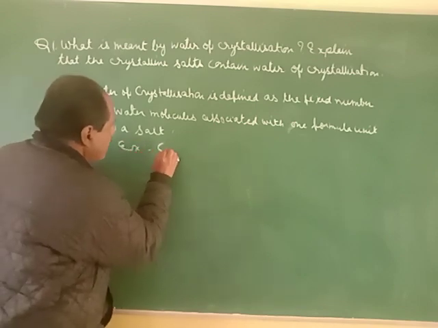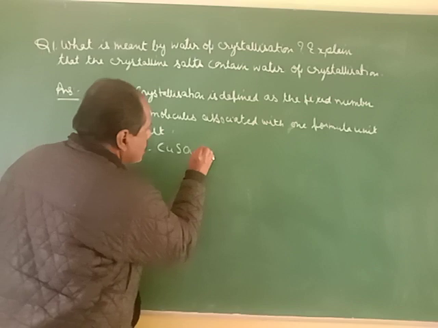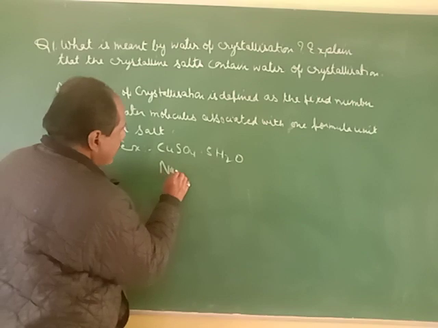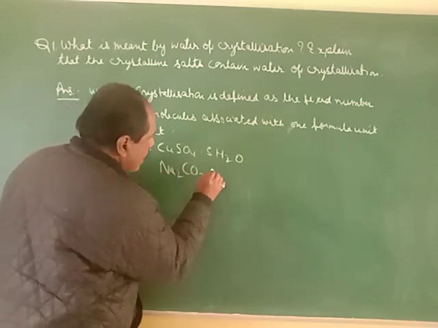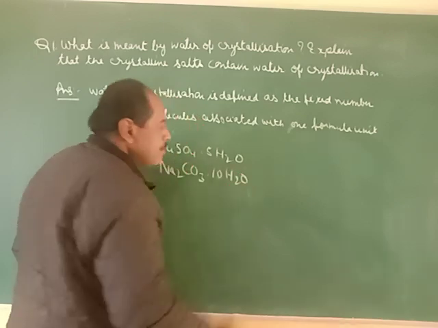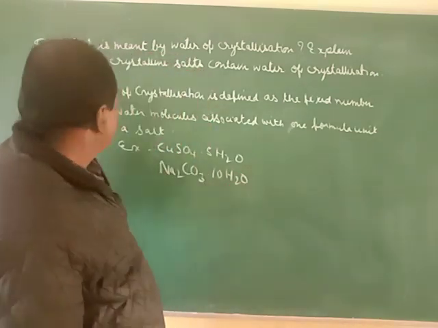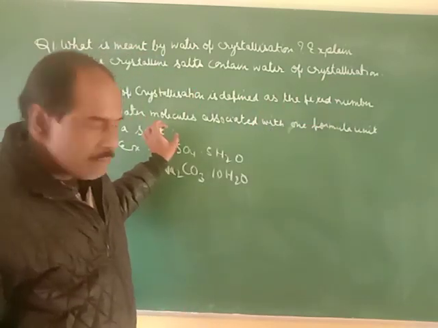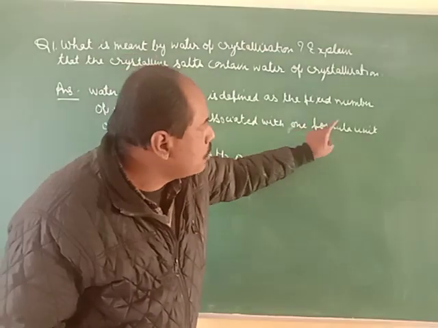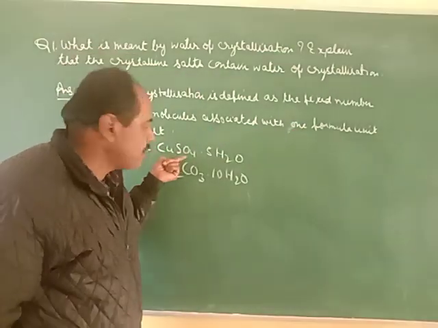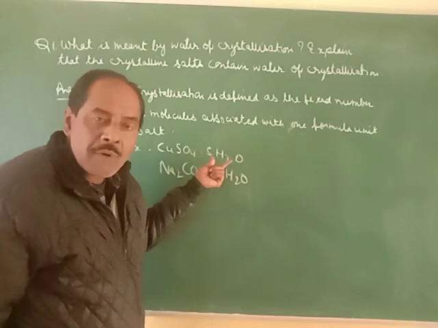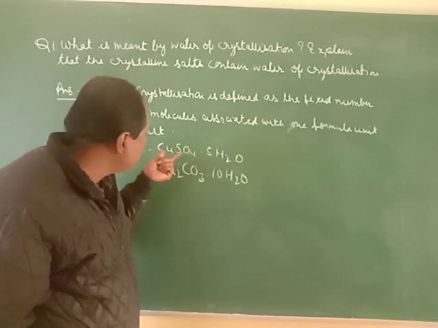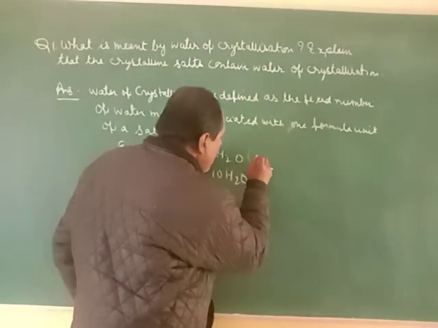Example, CuSO4.5H2O. We can also say Na2CO3.10H2O. So students, what the definition is? Water of crystallization is defined as the fixed number of water molecules associated with one formula unit of a salt. Here copper sulfate, 5 molecules of water of crystallization is associated with one formula unit of the given salt, that is copper sulfate. So the name is copper sulfate.